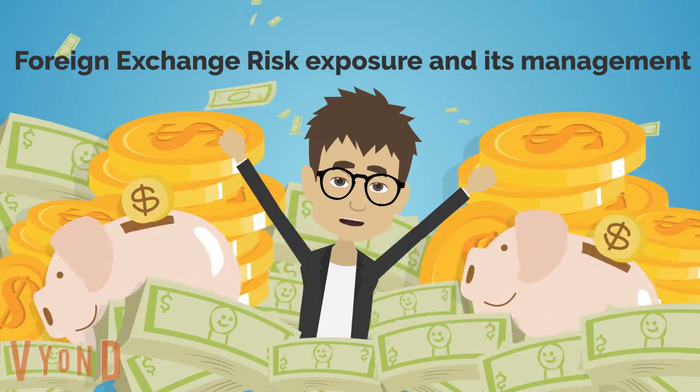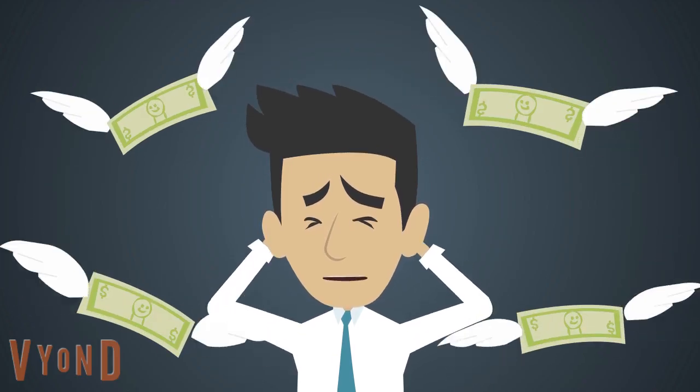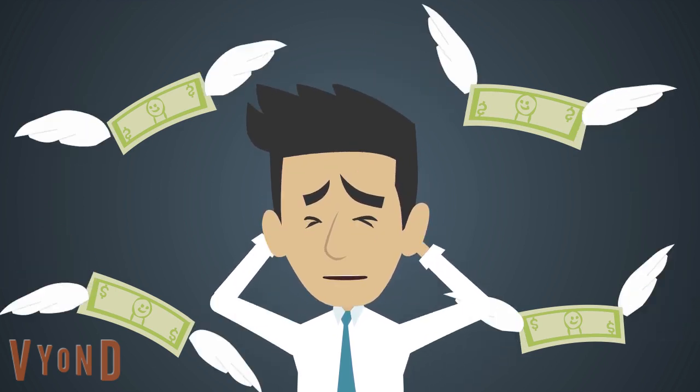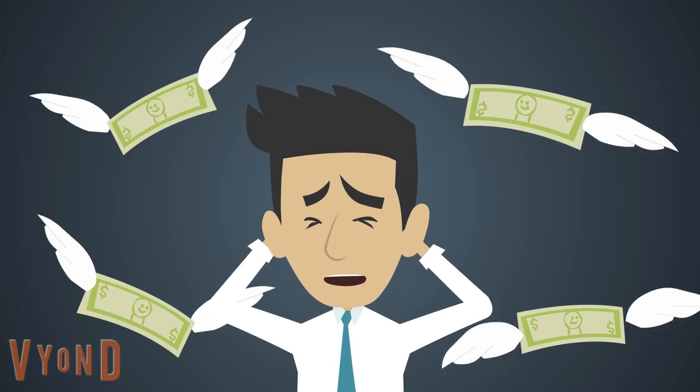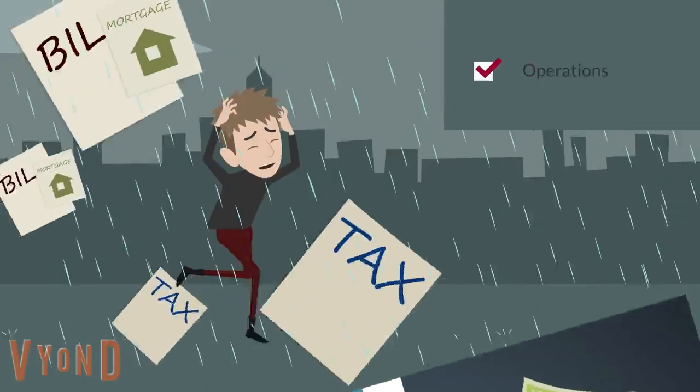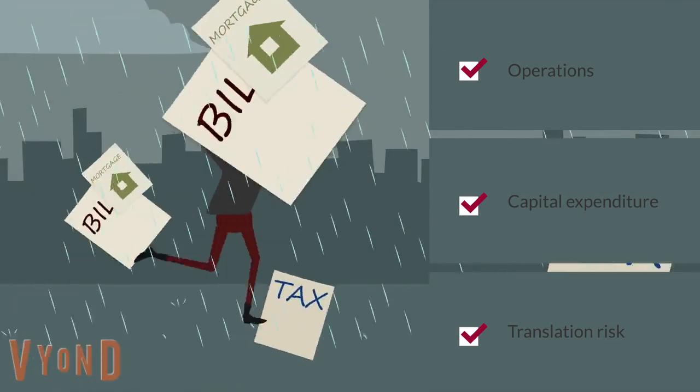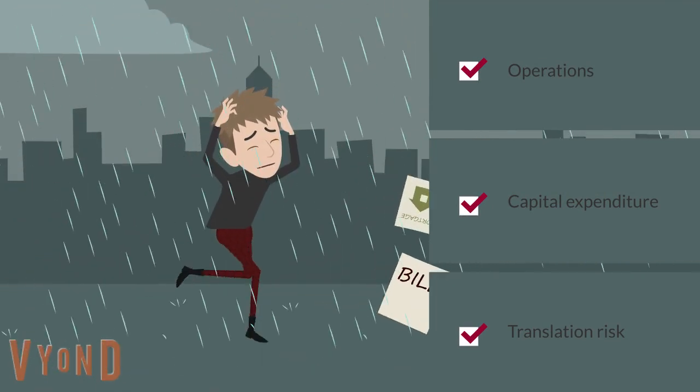Then, let's turn to another imperative risk, which is the exchange rate of currencies. Foreign exchange risk is the risk that the fair value of future cash flows of a financial instrument will fluctuate because of changes in foreign exchange rates. The source and nature of this risk arise from operations, capital expenditure and translation risk.